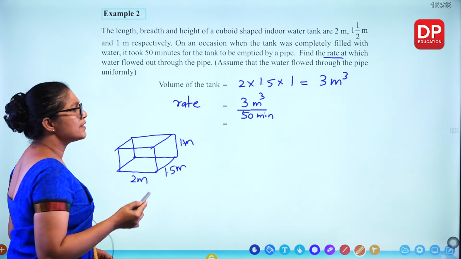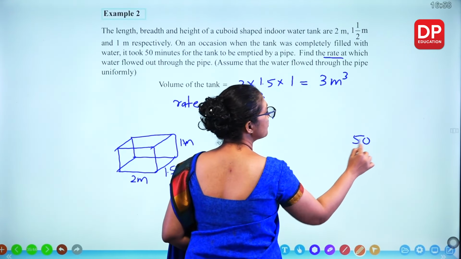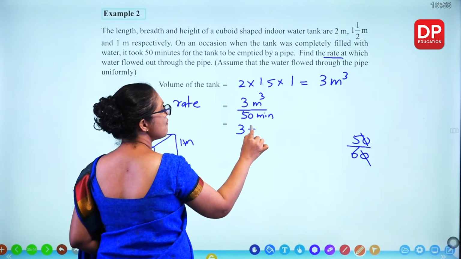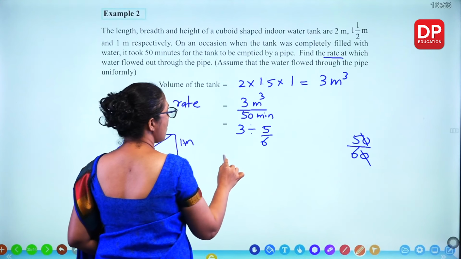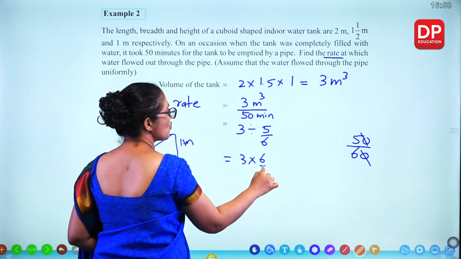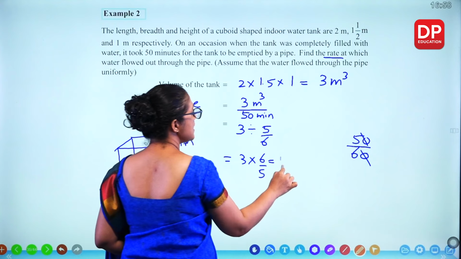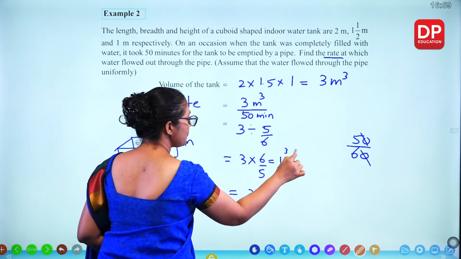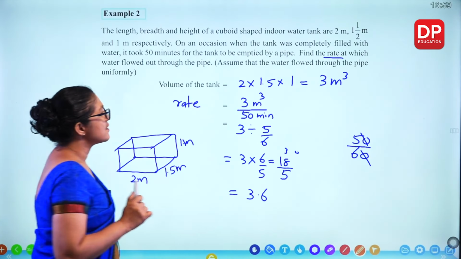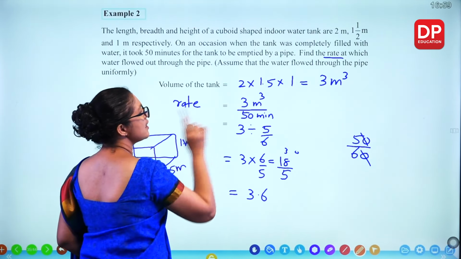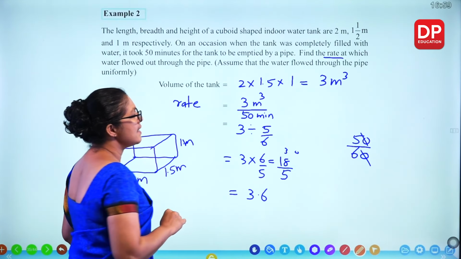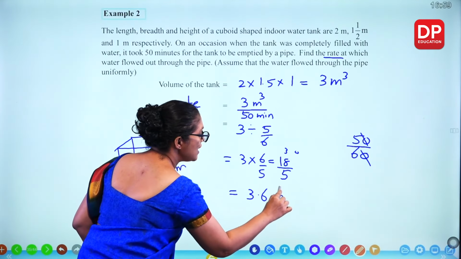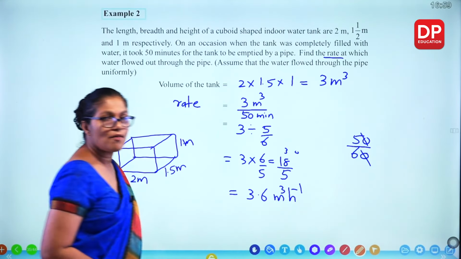So convert to hours. 50 minutes converted to hours, that's 5/6. So we'll do the calculation. 3 divided by 5/6 or 3 multiplied by 6/5. So 6 times 3, 18, divided by 5. What's the value? 5 times 3, 15. For 30, that's 6. What's the unit? This is in cubic meters and this is within 1 hour. So cubic meters per hour.